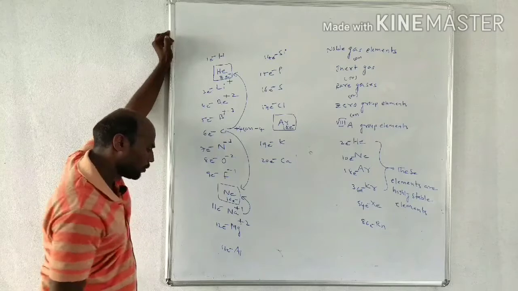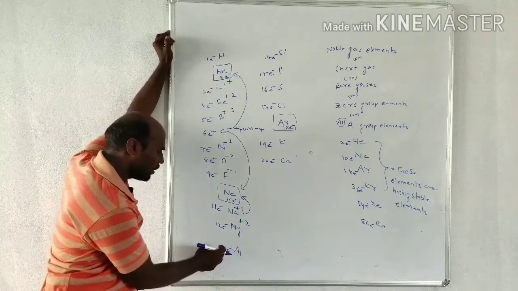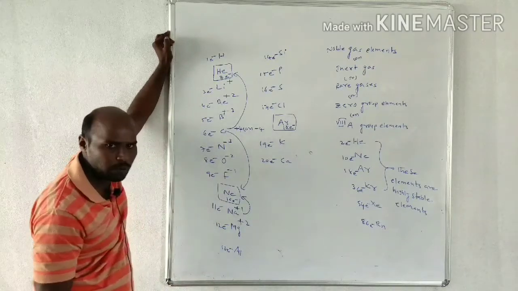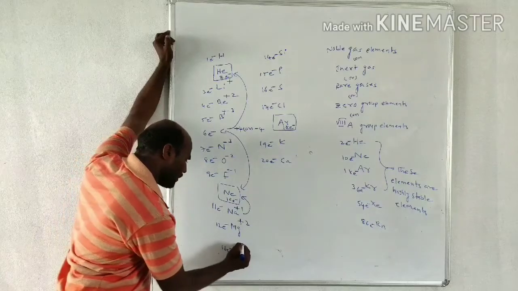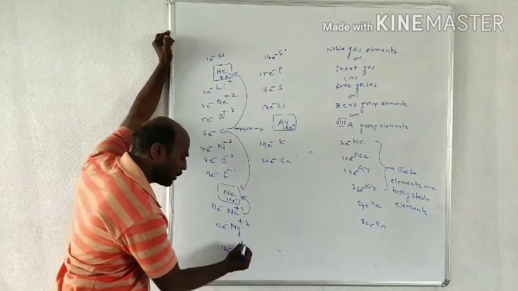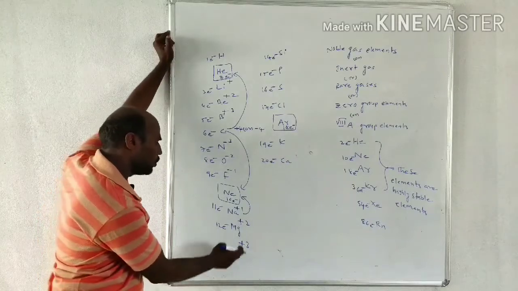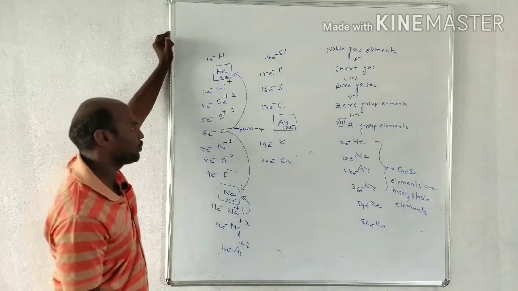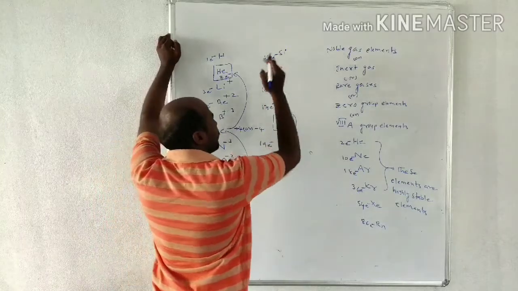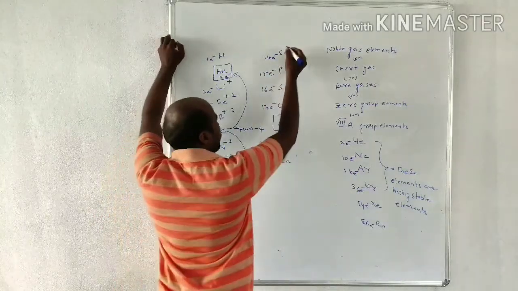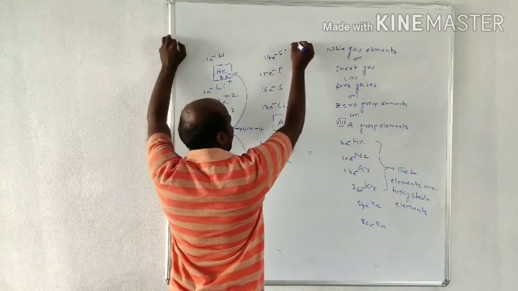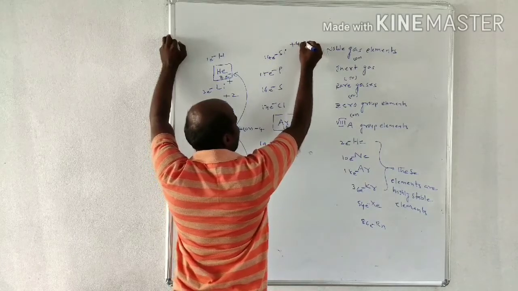Similarly for aluminum also. 13 electrons are converted to 10 electrons. How many electrons will be lost? 3 electrons. The plus sign indicates loss of electrons. How many electrons does aluminum lose? 3 electrons. It is converted into the neon configuration. Similarly, silicon can form plus 4 or minus 4.